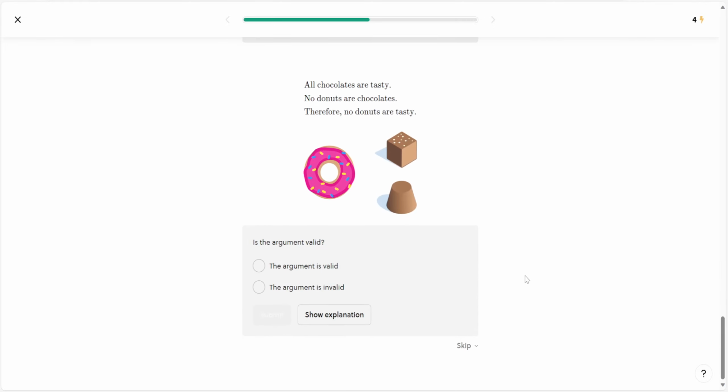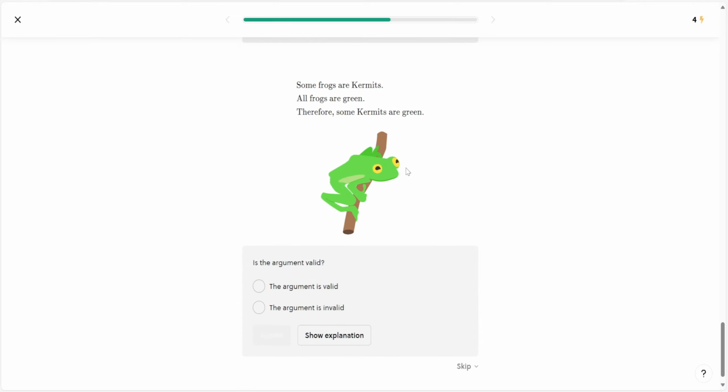All chocolates are tasty. No donuts are chocolates. Therefore, that can't be true. Donuts are definitely tasty. Right, all chocolates are tasty. No donuts are chocolates. There's still a section where they overlap.